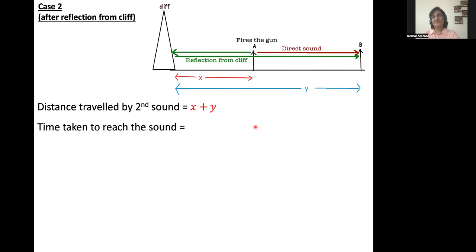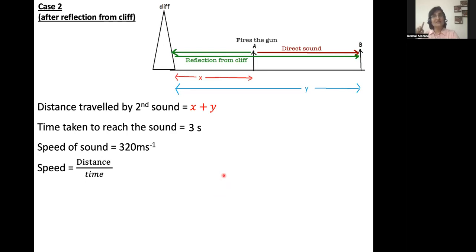Time taken is 3 seconds. Speed of sound, of course, given. And now the same formula. Although it is a reflected sound, we are not using the echo formula. We are taking the total distance x plus y. And therefore, we get another equation, y plus x is 960.